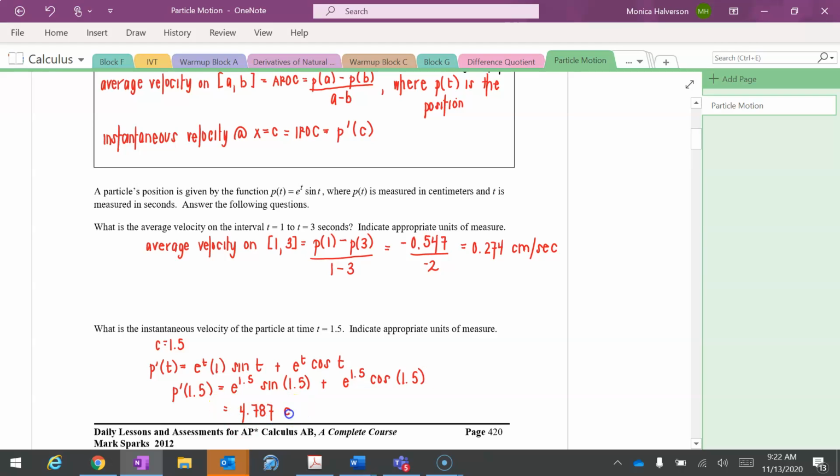And we would get 4.787 centimeters per second. So once again, if you're asked to find the average velocity, you're doing AROC. If you're asked to find the instantaneous velocity, you're doing the first derivative. And this is always with respect to position.